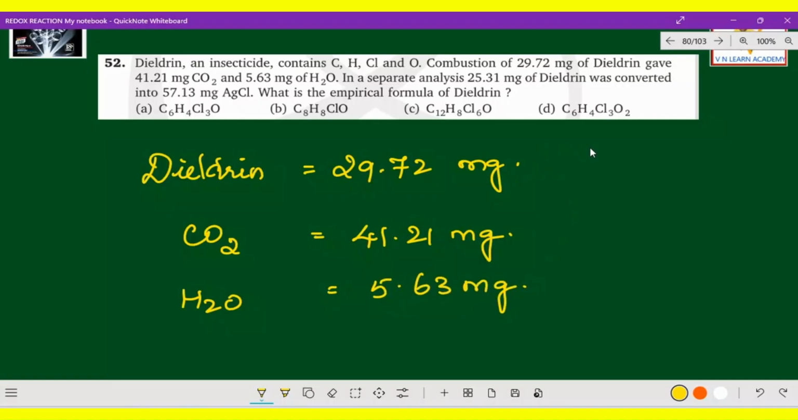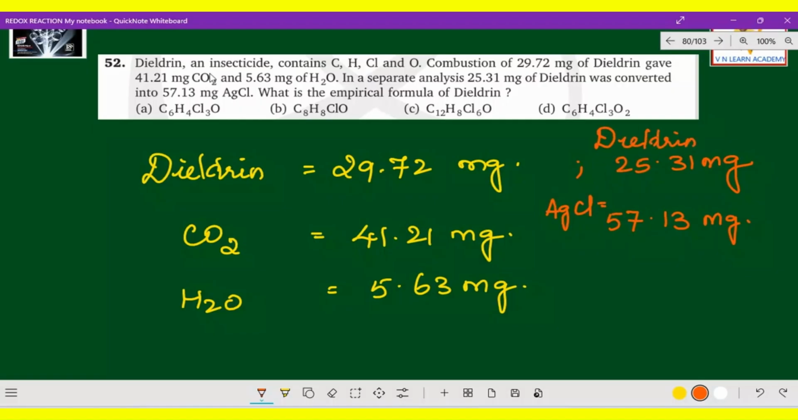Now, in the separate analysis, 25.31 milligram of dieldrin was converted to 57.13 milligram of silver chloride. Another analysis they have mentioned is chlorine. In a separate analysis, 25.31 milligram of dieldrin is converted into 57.13 milligram of AgCl. This is also dieldrin only. Dieldrin, you know what it is? It is an insecticide.